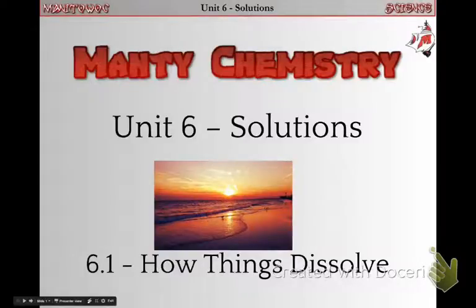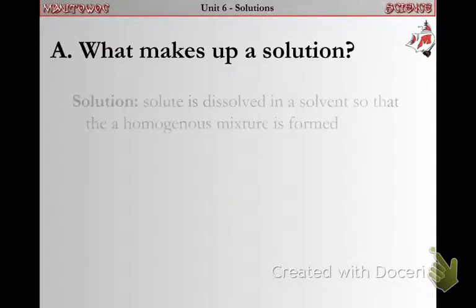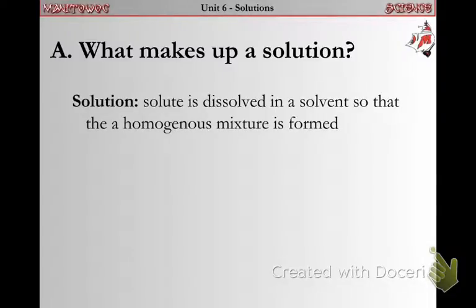All right, so let's start at Unit 6 Solutions, and we're going to begin with looking at how things dissolve. That'll be the title of 6.1. First, let's talk about what makes up a solution. There's some important definitions that we have to understand here.